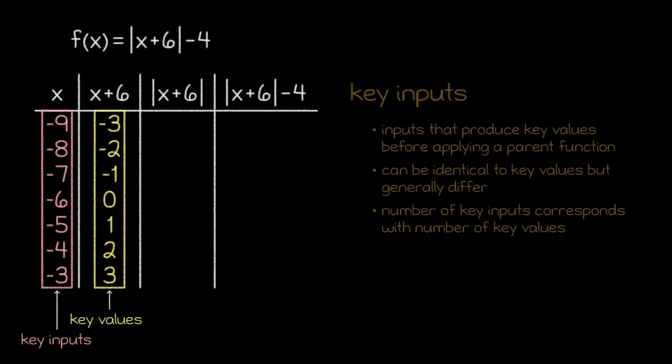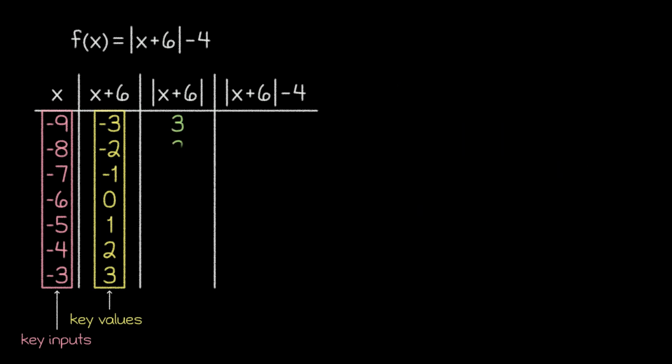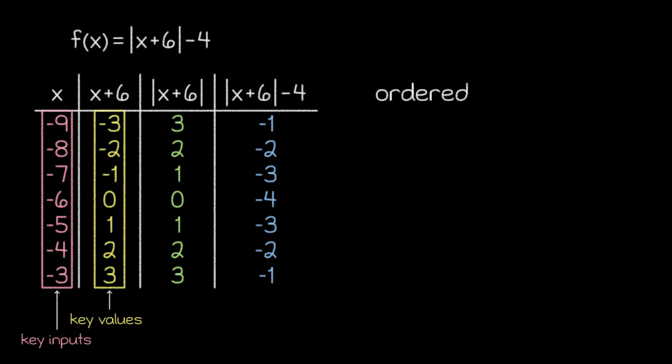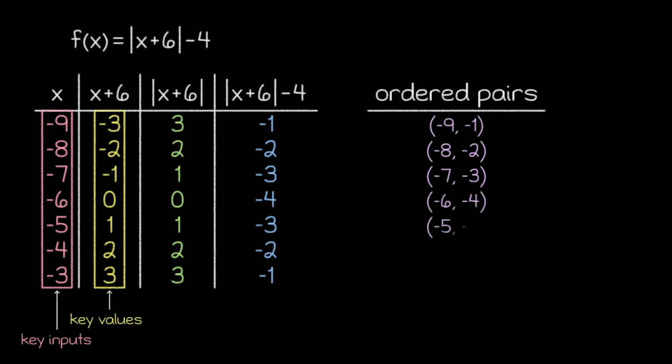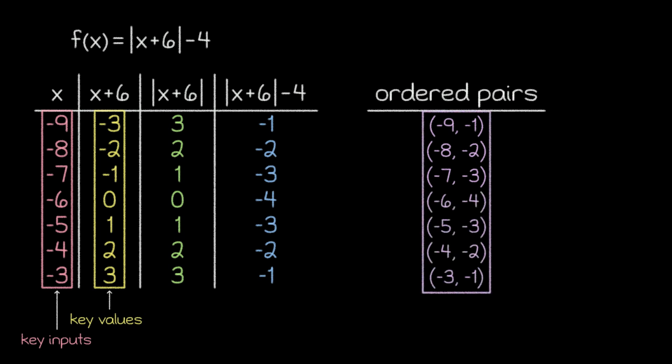Finally, we have the key points, which are the input-output pairs that we get when we plug the key inputs into our function. Graphing these points should give us a fairly complete picture of what the function will look like, and will allow us to draw the final line or curve that represents the function. Thus, for our example on the screen, these would be the 7 key points.